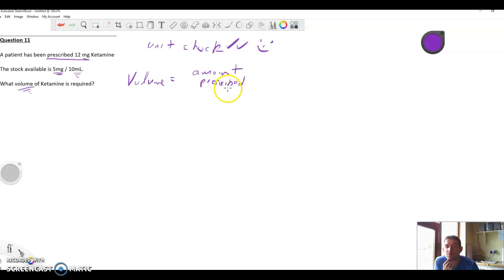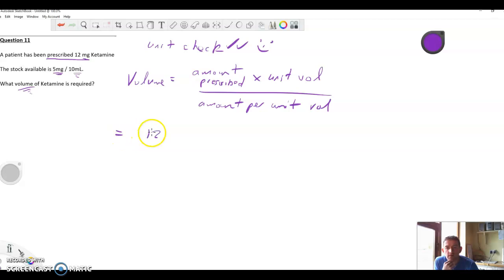So with the amount prescribed multiplied by the unit volume all over the amount per unit volume. So the amount prescribed is 12.